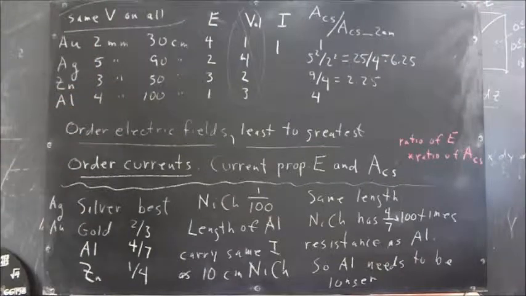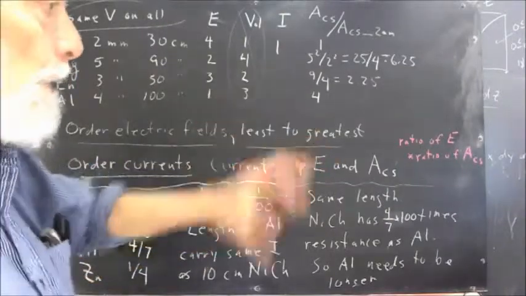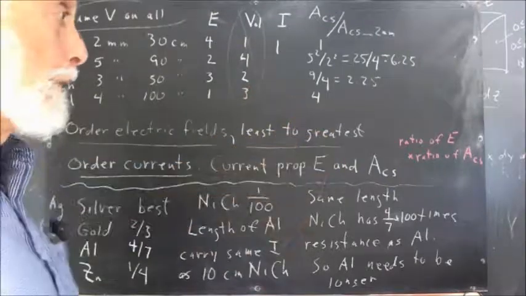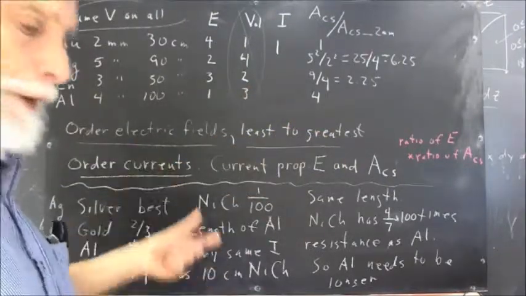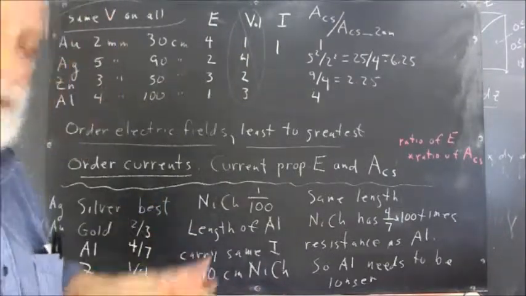Similar comparison for all the rest. And we don't want to just do this without reminding ourselves of how we got the ratio of the electric field or how we got the ratio of the cross-sectional area. It's not just a calculation, it's an understanding that goes back to our direct experience of currents and voltages.